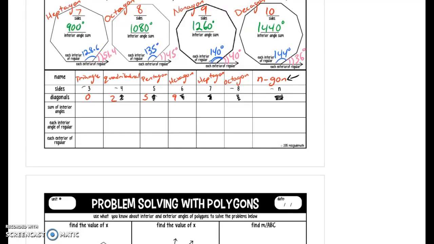For n-gon, I'm going to write in the formula. The formula is n times n minus 3, divided by 2. Use this formula to find the answer for a heptagon. How many diagonals will it have? It will have 14, while an octagon will have 20. So I'm going to fill in the rest of the table.